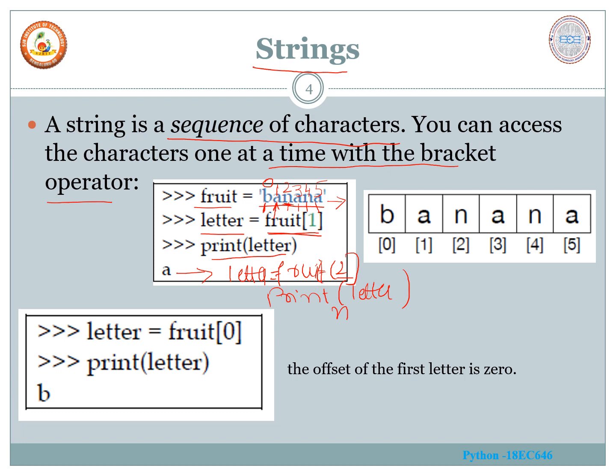Now consider that here I have letter, a variable to which I'm trying to assign the first character of this string. So it is going to display b. The offset of the first letter is 0. So when we start indexing, the first position, the offset or index value, is 0, followed by the numbers.